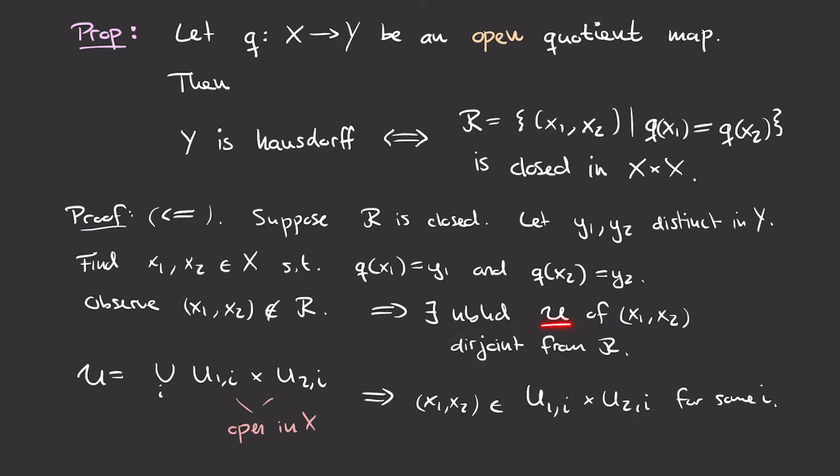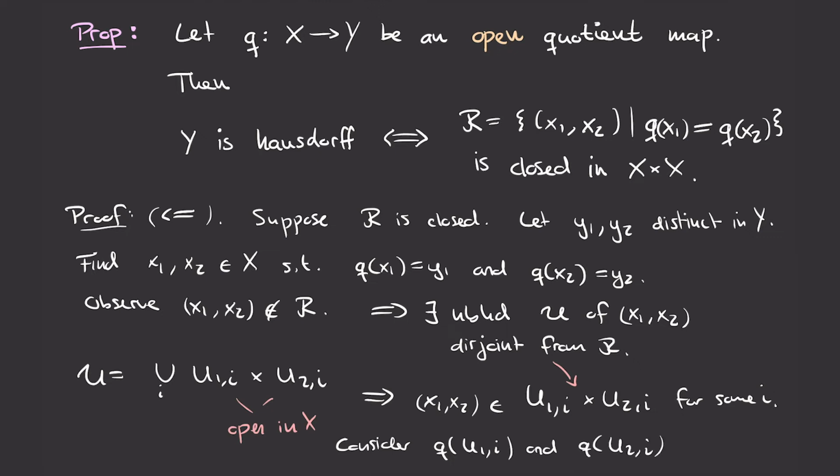Moreover, because U is disjoint from R, and U1i times U2i is a subset of U, it means that U1i times U2i has to also be disjoint from R. Okay, now as a final step, we consider q of U1i and q of U2i.